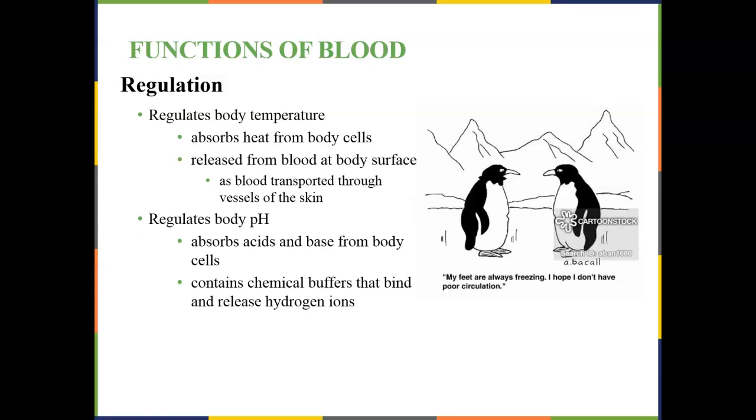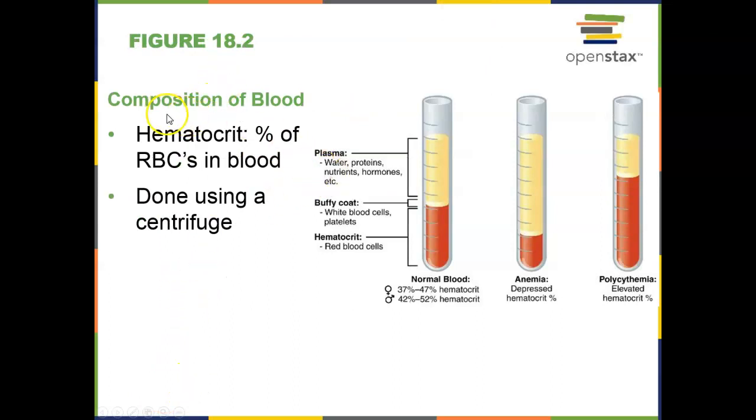pH, so blood has a very specific pH between 7.35 and 7.45. And so we don't want our blood to change in pH that much. If our body pH changes too much, we'll either go into alkalosis or acidosis. So we have buffer systems built into our blood that help us to maintain body pH.